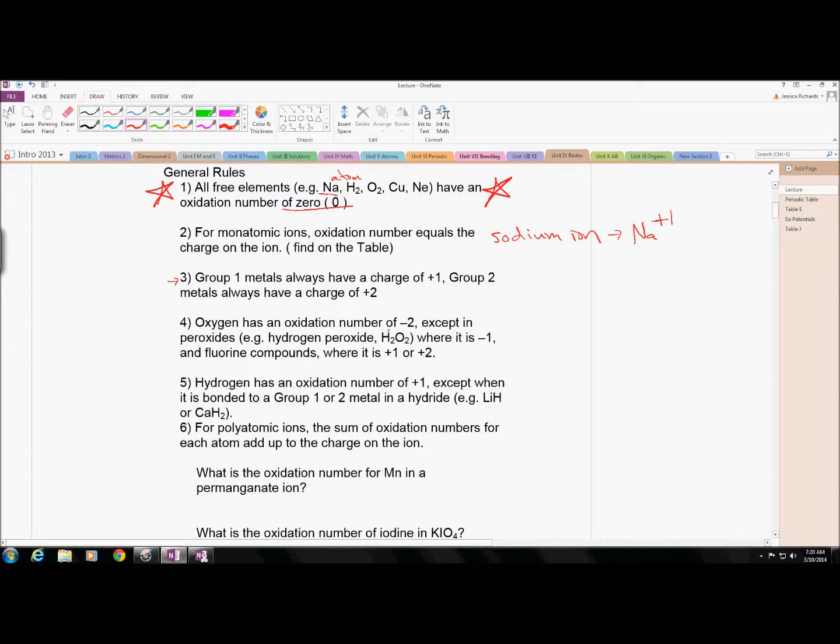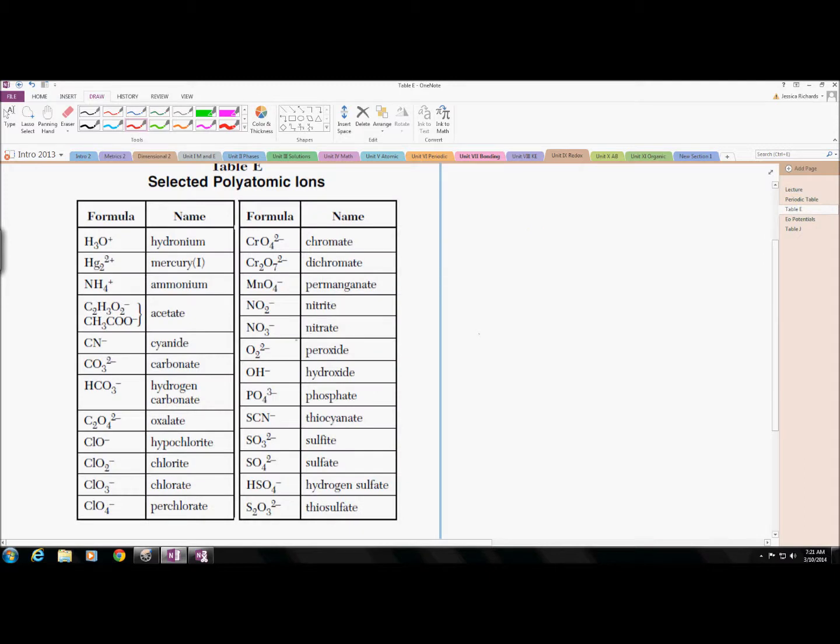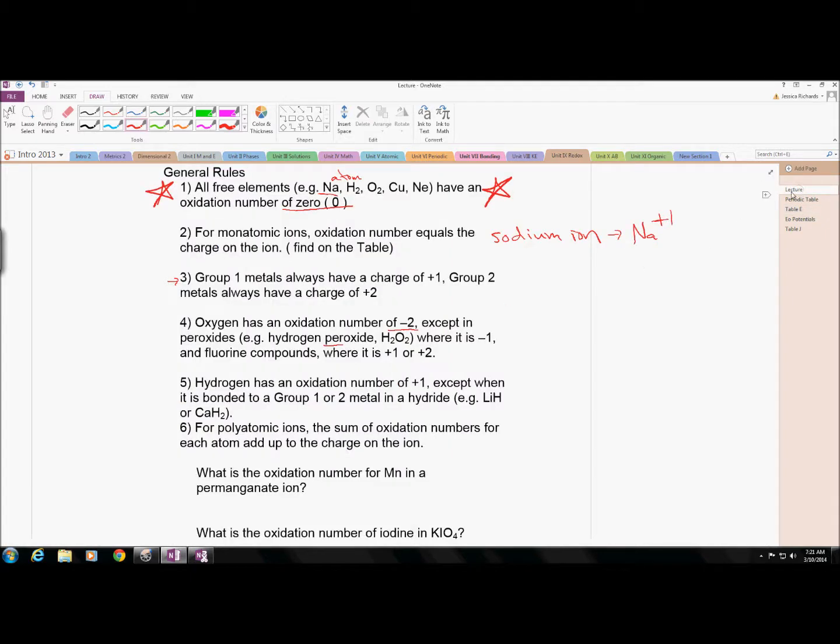Oxygen is generally -2, unless it is a peroxide, which is a polyatomic ion. If we take a look at Table E, second column, peroxide, we have 2 oxygens with an overall charge of -2. That means each oxygen has a charge of -1. So in hydrogen peroxide, the oxygens have an oxidation state of -1. Fluorine has no exception. It is always -1.